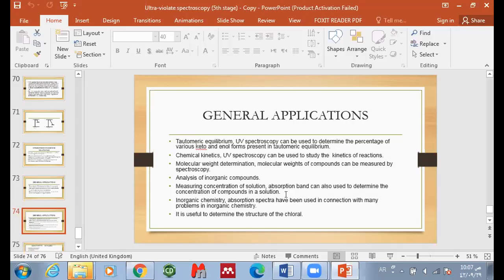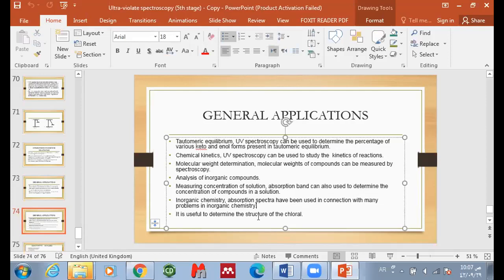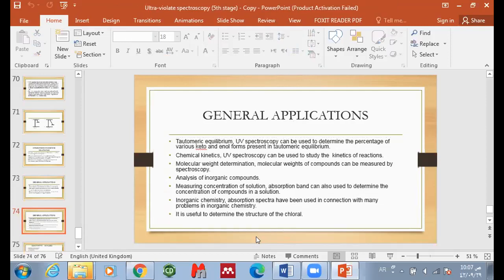In organic chemistry, absorption spectra have been used in connection with many problems. So this point means using the complexation. Most complexation can form colored compounds or colored solutions. So we can measure the solution absorbance using UV visible.